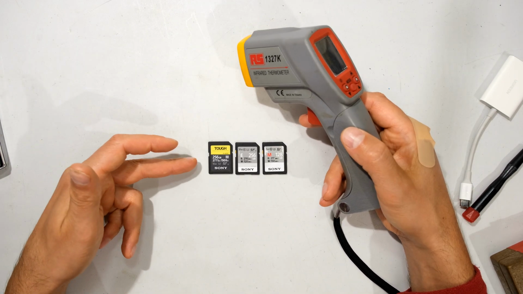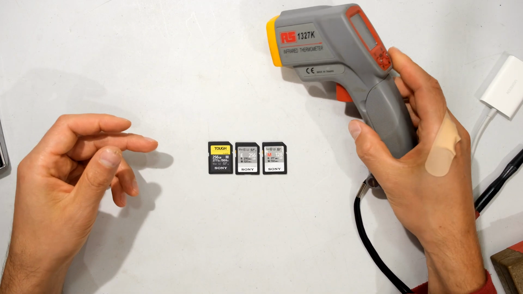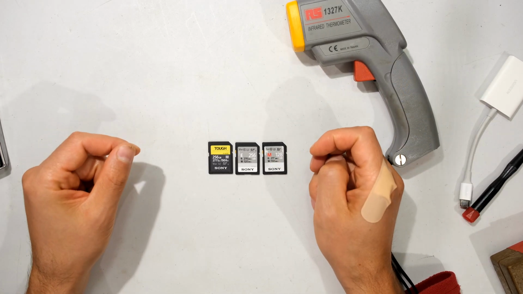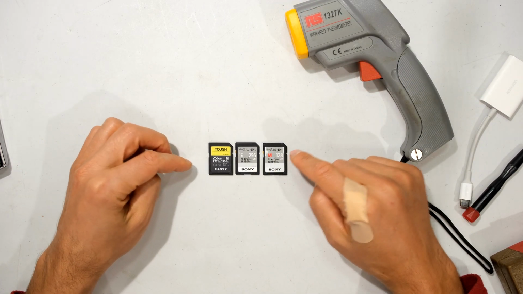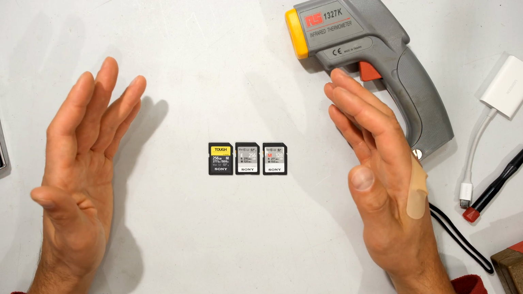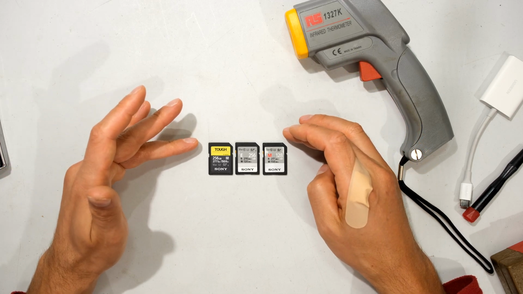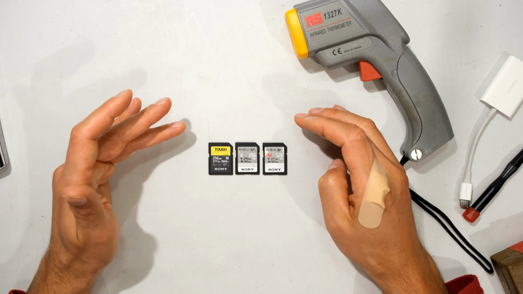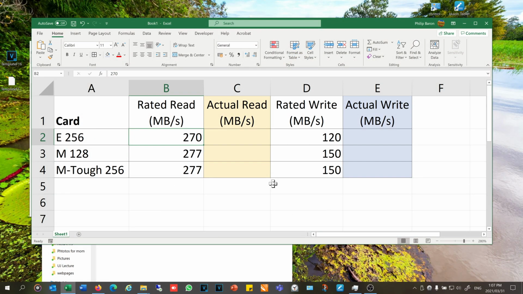What I've noticed is yes, the cards do get warm, but never so hot that I can't touch them. Is there any difference between the heat of the three cards? Well, I haven't noticed any difference, and as I said, I've never had a problem with a card overheating or failing because of overheating.